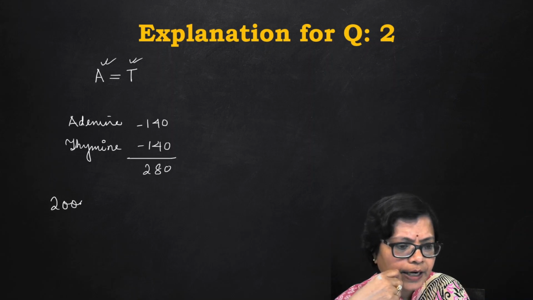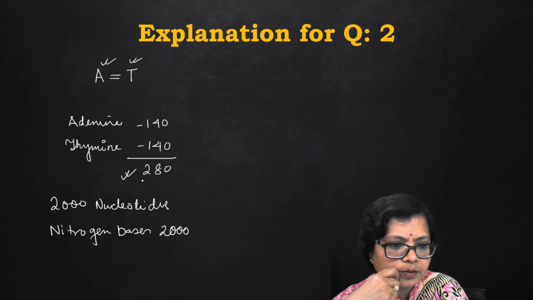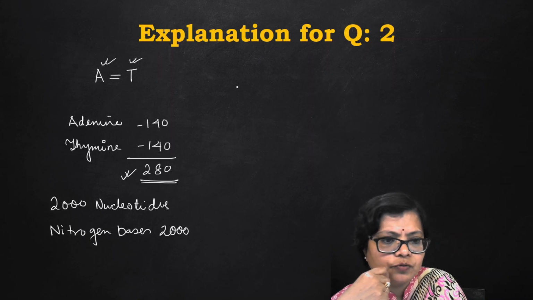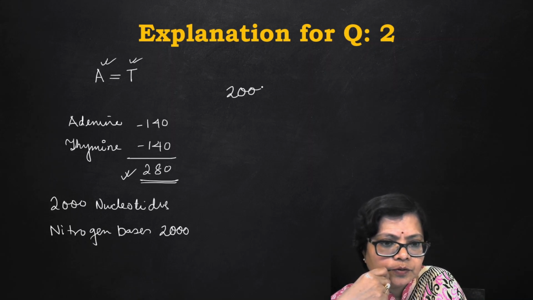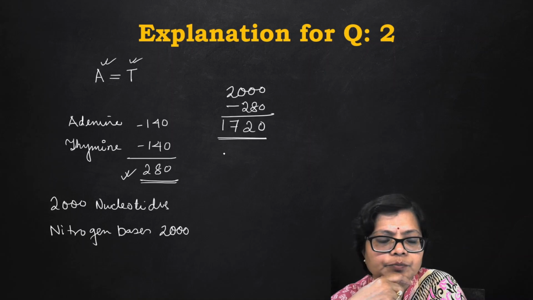Total number of nucleotides is 2000. So the total nitrogen bases are 2000, and 280 of them are responsible for forming double hydrogen bonds. So we have to subtract 2000 minus 280, that is 1720. These 1720 are responsible for the triple hydrogen bond, that is the cytosine and the guanine.